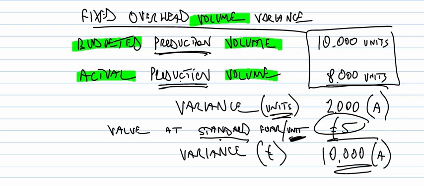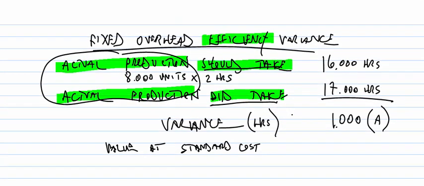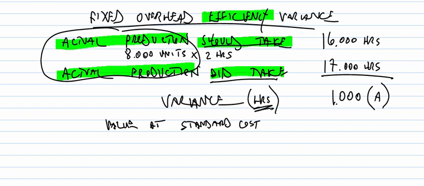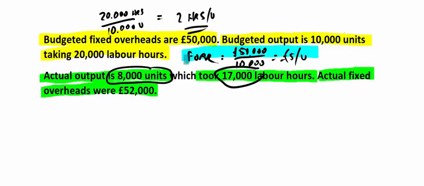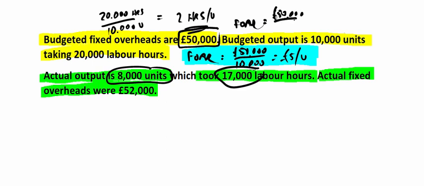Remember, the volume variance of 2,000 was a units variance, whereas the efficiency variance we're now looking at, that's a variance in hours. So we actually need to work out a fixed overhead absorption rate per hour. We can't just use the cost per unit, it's a different thing. So although we've already worked out a fixed overhead absorption rate based on the budgeted figures, that £5 is per unit, so we actually now need to work out another fixed overhead absorption rate, still taking the same cost of £50,000, but if we want a rate per hour, we need to divide by the budgeted hours.